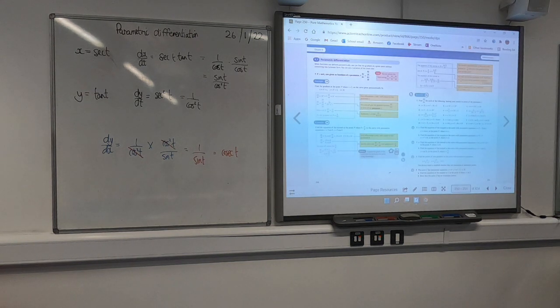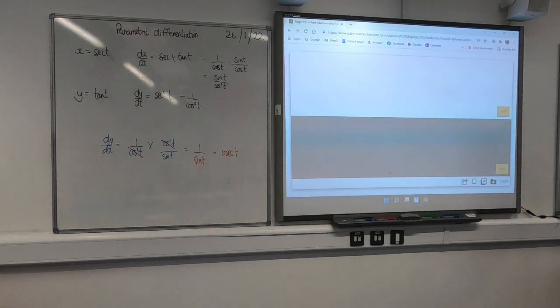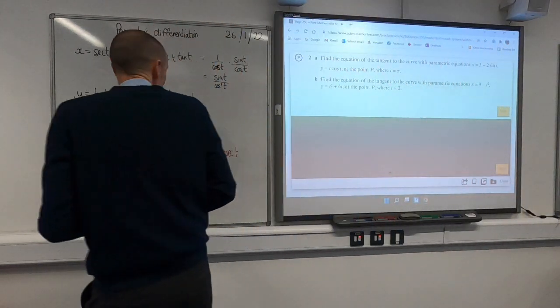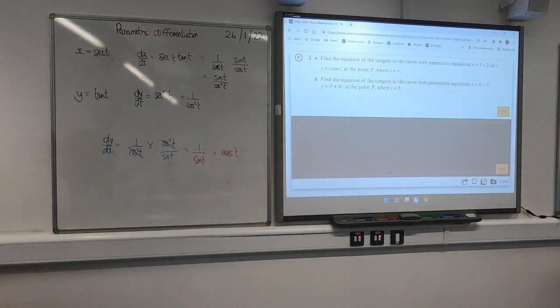So let's now substitute some values in. Have a go at this one. So you've got a triggy one and a non-triggy one, and in both cases a value of t to substitute in and a tangent to find.